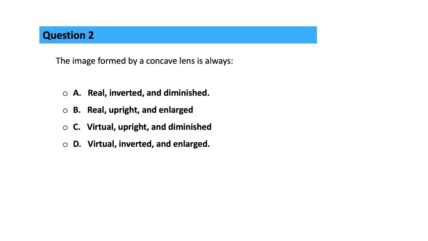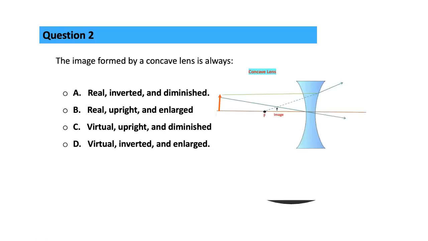Question 2. The image formed by a concave lens is always virtual because a concave lens diverges light. Therefore, it forms a virtual erect image on the same side of the object. Since the light spreads out, the image appears smaller than the object. Therefore, it is diminished. Choice C is the answer.